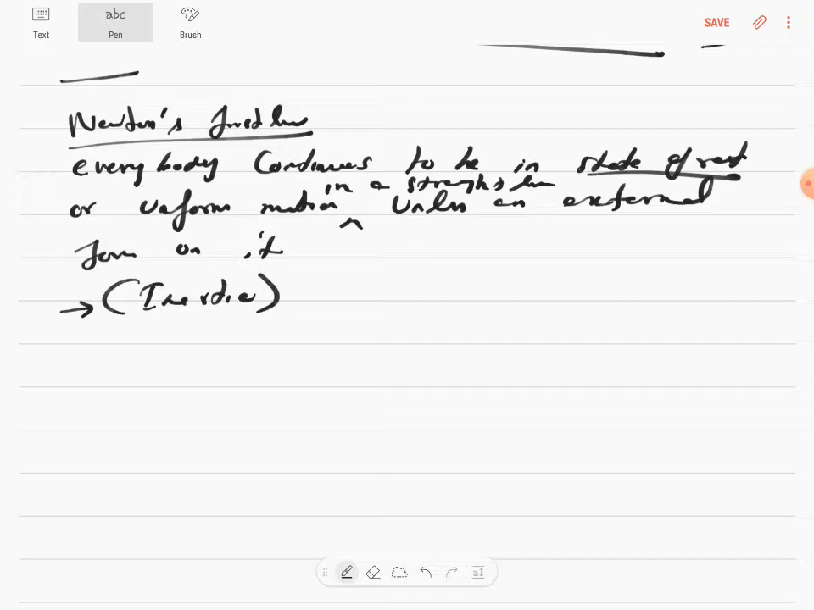Another example I can give you of inertia of motion is, supposing a person wants to take a long jump.